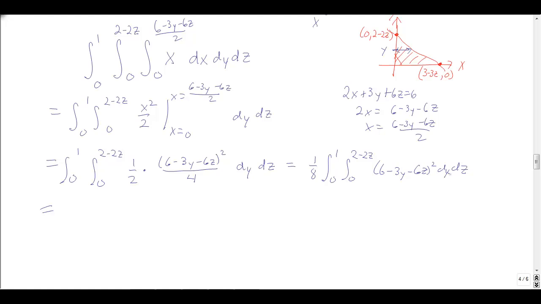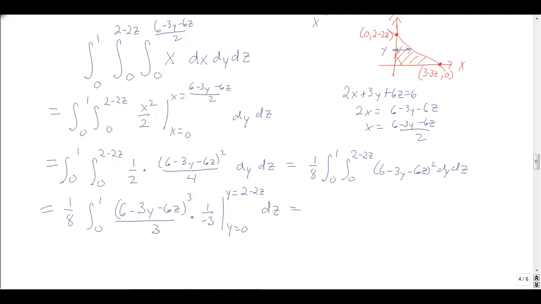I think it's going to be easier to use a u substitution where you let u equal 6 minus 3y minus 6z. So when I do this, I'm going to get 1/8, keep my 0 to 1, and then when I integrate this, I'm going to get (6 minus 3y minus 6z) cubed over 3. So this is like a u squared, but I really needed to have, with respect to y, a negative 3 out in front. So to compensate for that, I get a negative 1/3. And then I'm going to integrate this from y equals 0 up to y equals 2 minus 2z. And I have to do dz.